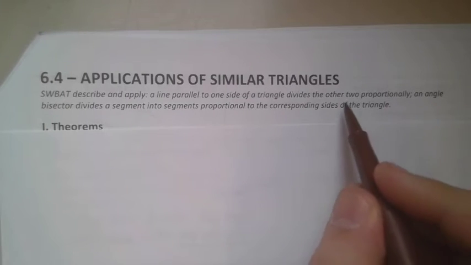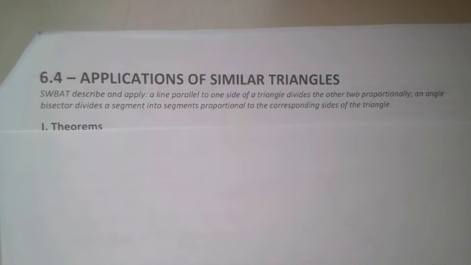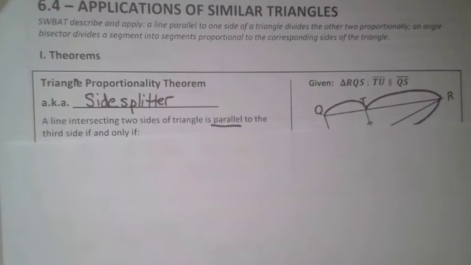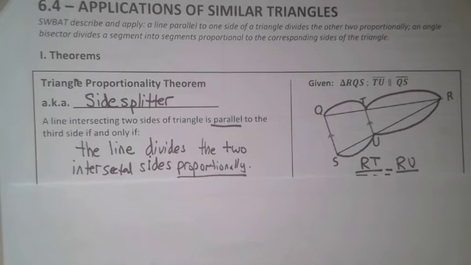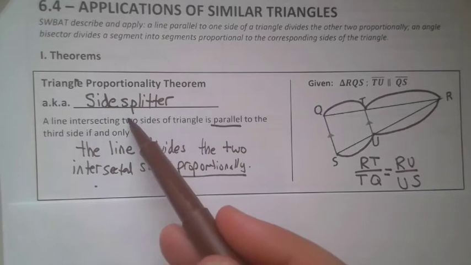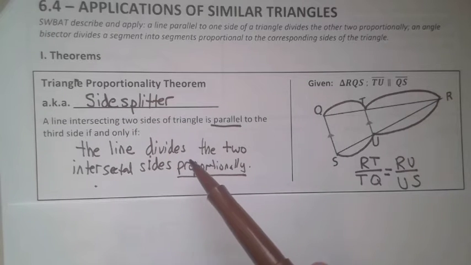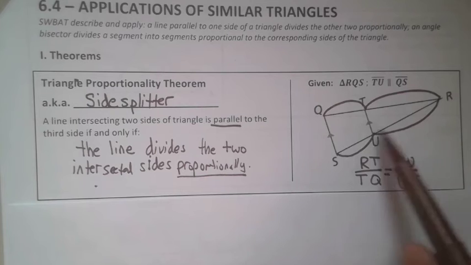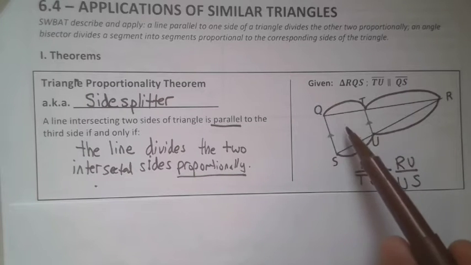We're going to be talking about two new methods that help us figure out if lines are parallel or find some missing sides. The first one we're going to go through is called the side splitter theorem. A lot of you have already picked up on this one. It's called the triangle proportionality theorem, aka side splitter. We call it that because we're literally comparing the two split sides of a triangle marked by parallel lines.